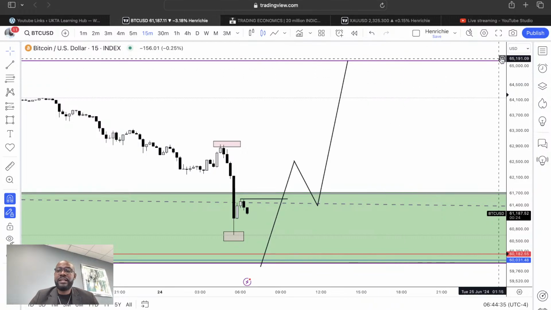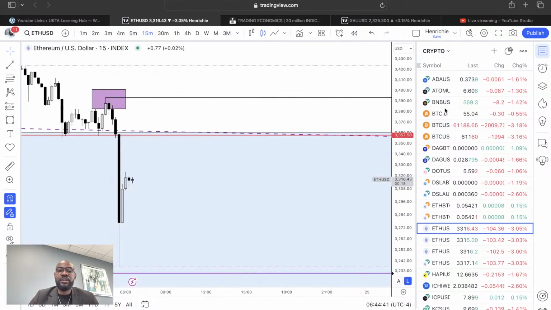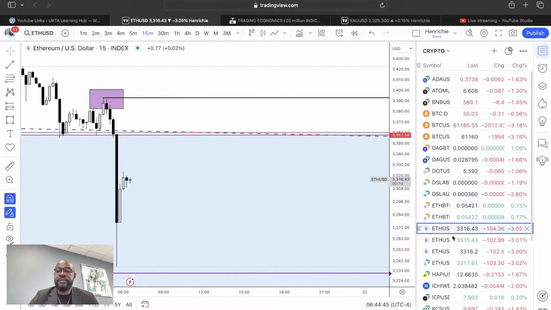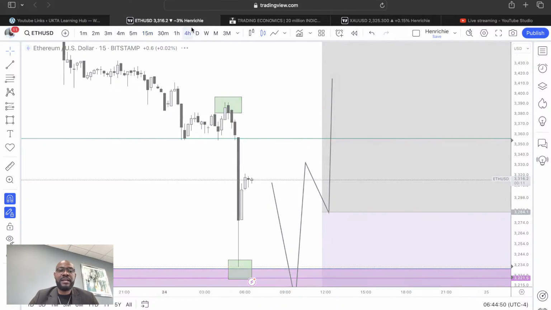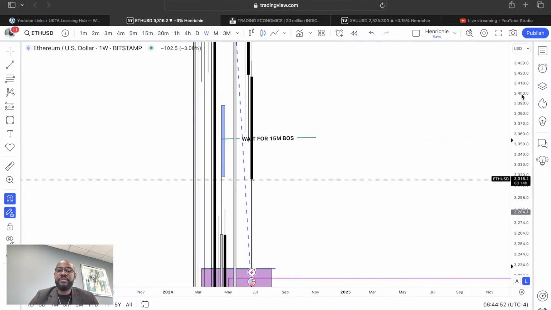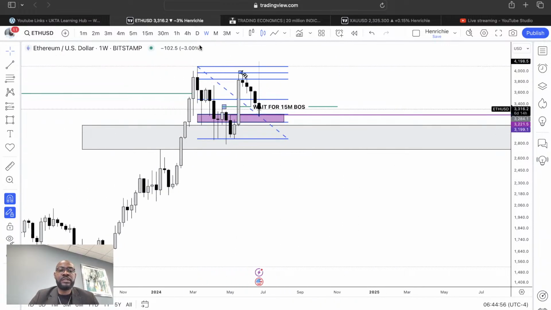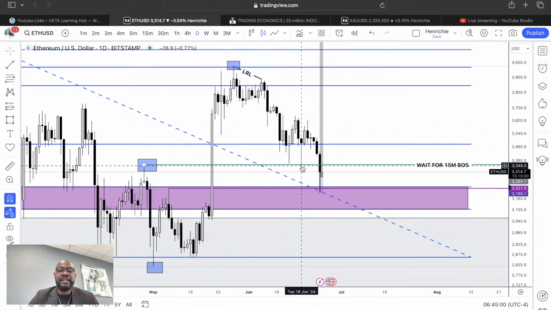The next one we're going to take a look at is Ethereum. Ethereum also seems to be dropping so much. And if we look at the chart on Ethereum, I'm anticipating something similar. So for Ethereum, the key level we anticipated to see a rejection from last week, it didn't really work out. Price mitigated this key level.